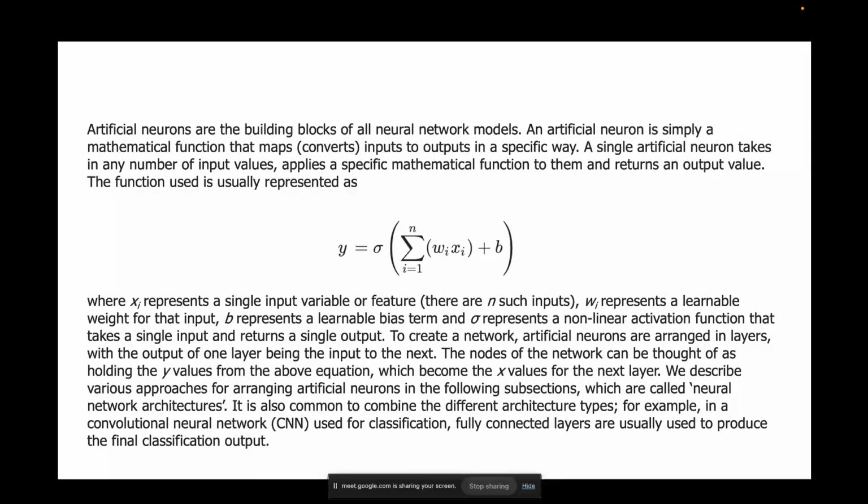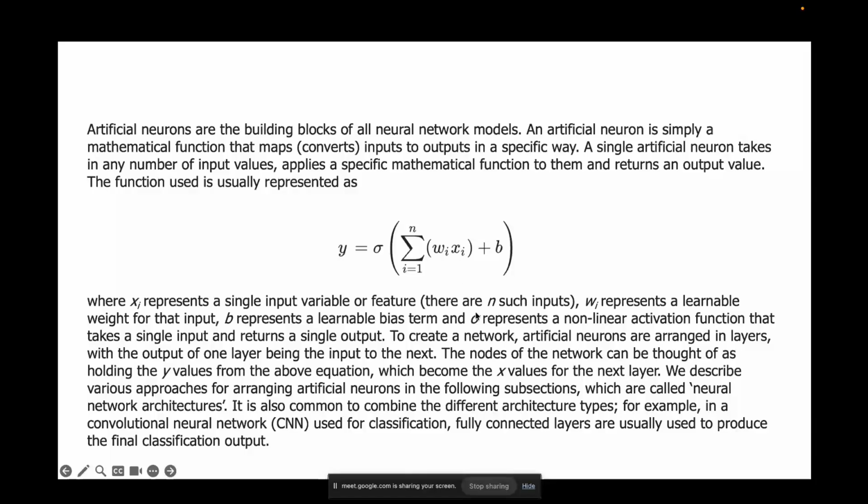So here is a little more information about neural networks that I've provided. These artificial neurons are what are known as the building blocks of neural networks. An artificial neuron is basically a mathematical function that will map an input to an output. A single artificial neuron takes any number of input values, applies a specific mathematical function to them, and returns an output value. And it is written like this.